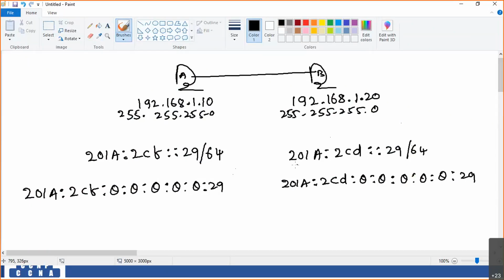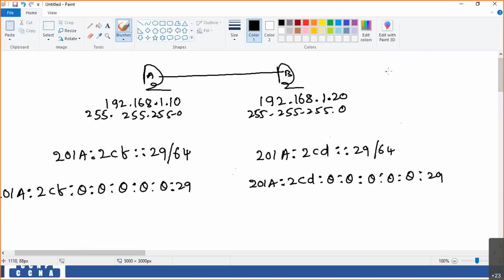Yes, in IPv6 also we have IANA. Generally, IANA will provide IPv6 addresses. So IANA will start from 2001, for private IP addresses, public IP addresses like that.